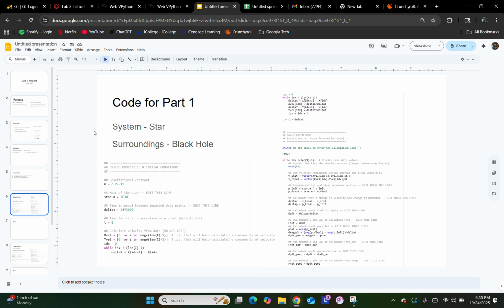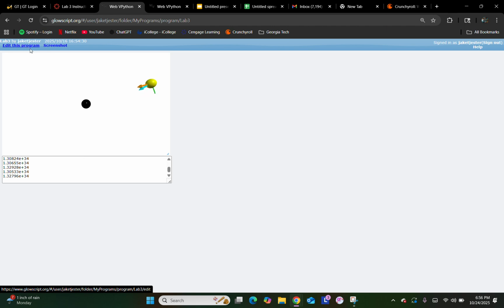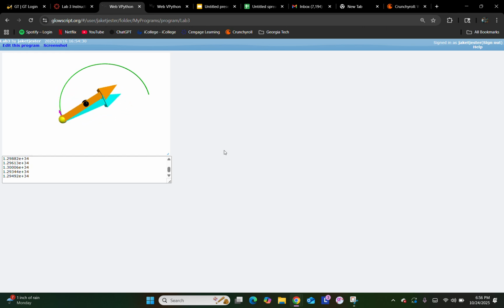And so for the coding of part one, the system was the star, and the surroundings was the black hole. You can see the first picture on the left is the system properties and initial conditions. Then on the right are all the formulas we had to calculate and put in for it all to work out. So I'm going to play the code for that one. That's what it looks like. All those numbers generating are the masses of the black hole. There we go. Beautiful.